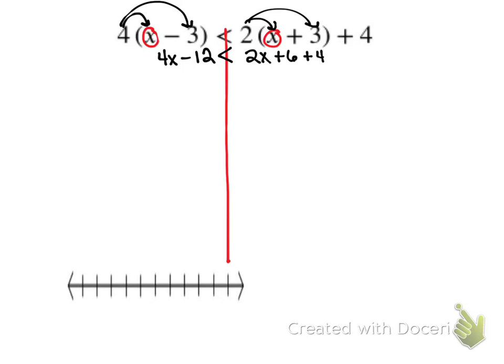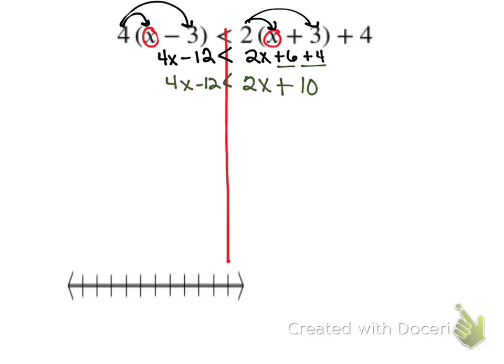Okay, after I distribute, you said the next thing I was going to do is what? Combine like terms. Okay, can I combine like terms on my left side? No. Can I combine like terms on my right side? Yep. What can I combine on my right side? The 6 and 4. So when I combine my like terms on my right side, what do I like to bring down first? You have 2x plus 10. Perfect. Good job.